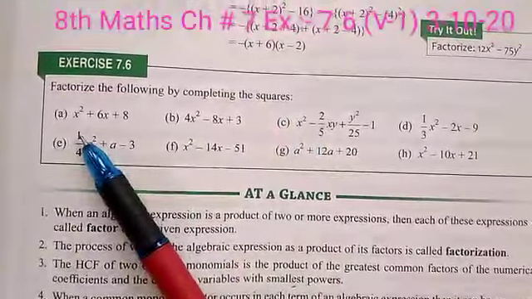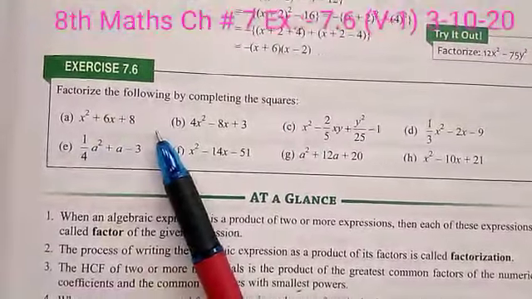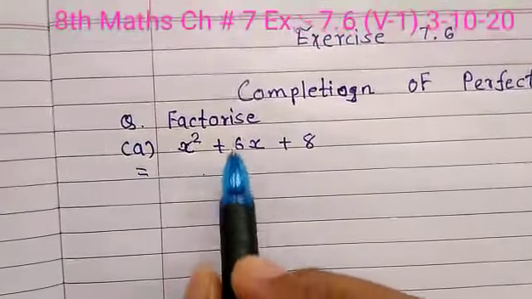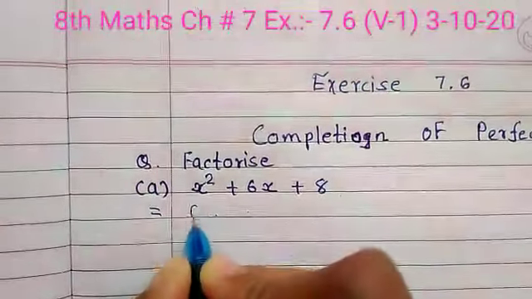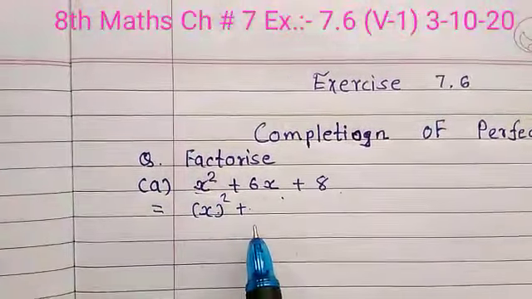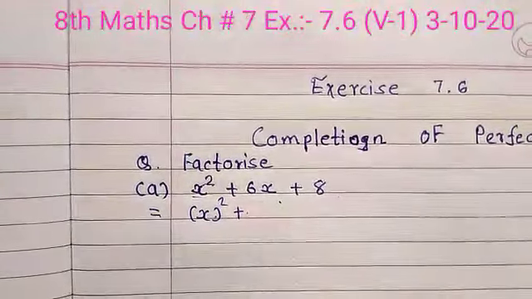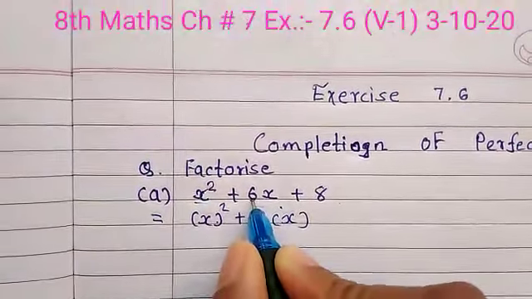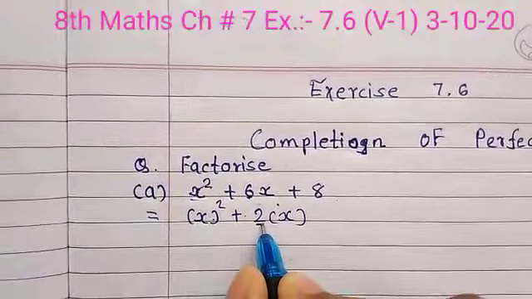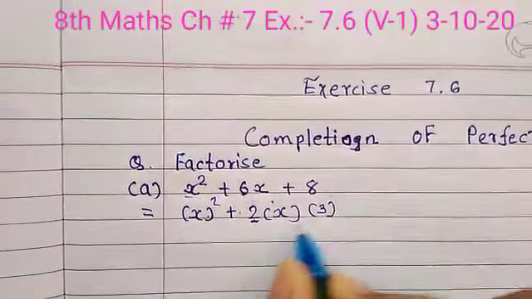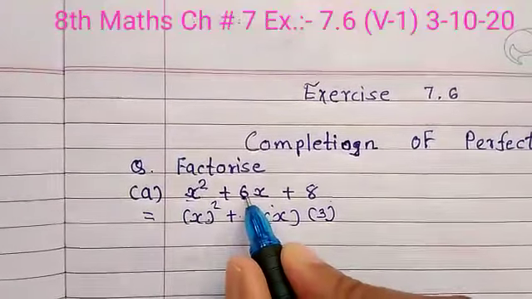So the first question is x square plus 6x plus 8. Students, in this method we have to complete the square. So here x square is there, right? Now we have to convert it into the form x square plus 2ab plus b square. So 2 into x is there. Now here 6 is there. By which number do we multiply 2 to get 6? That is 3. Understood? 3 twos are 6x, right?